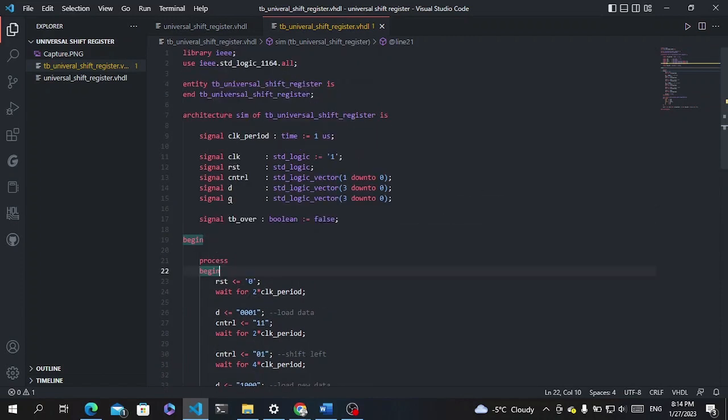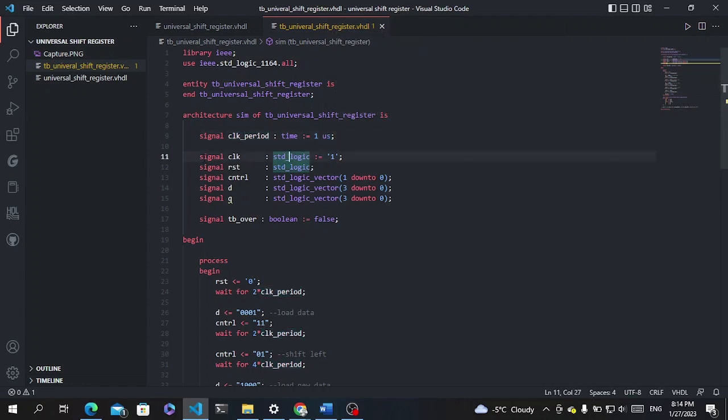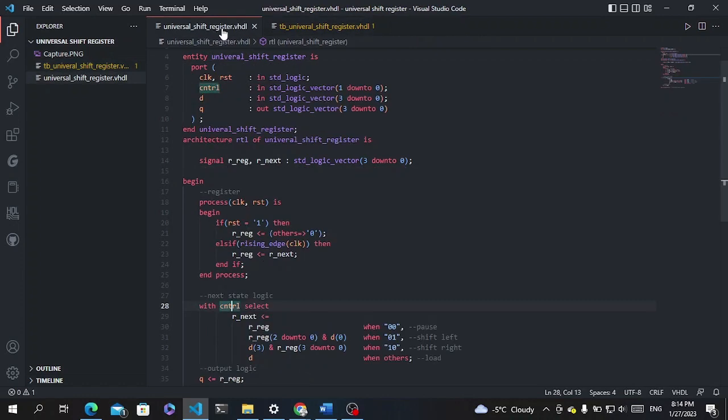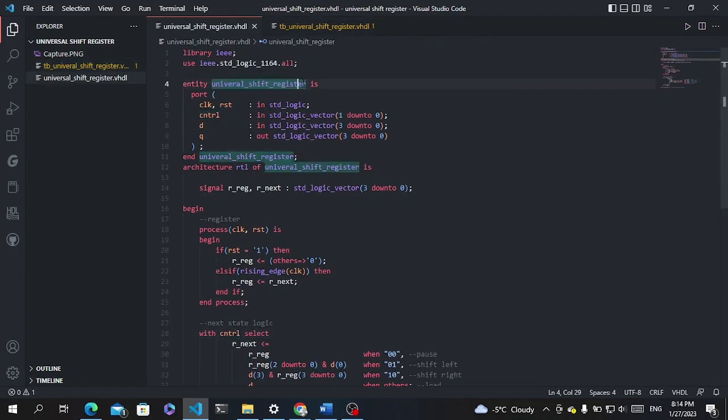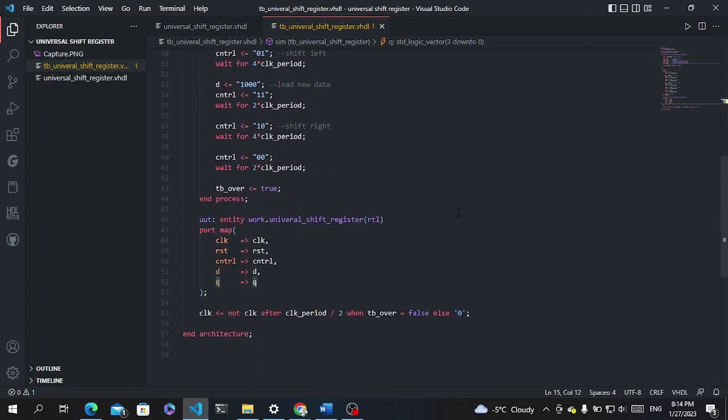So this is the test bench, and in the test bench, we basically declare our signals. This is for our clock period, where we set it to 1 microsecond. And so we declare our signals as the ones in the input, as the ones in our universal shift register here that we designed. And then after that, we have our unit under test, which is our universal shift register that we designed. And this is our clock process.